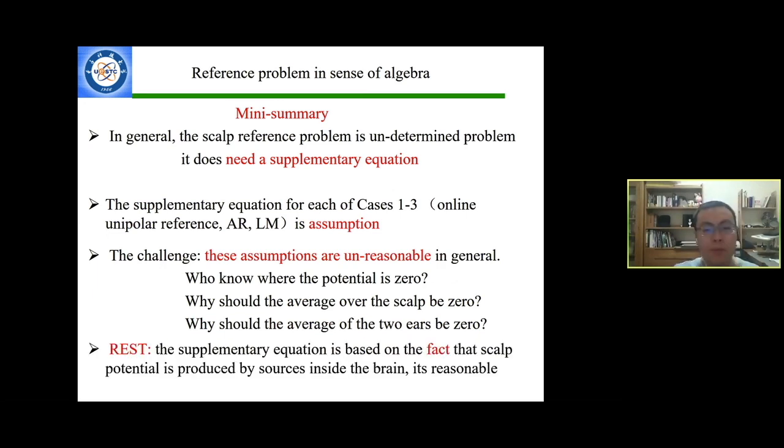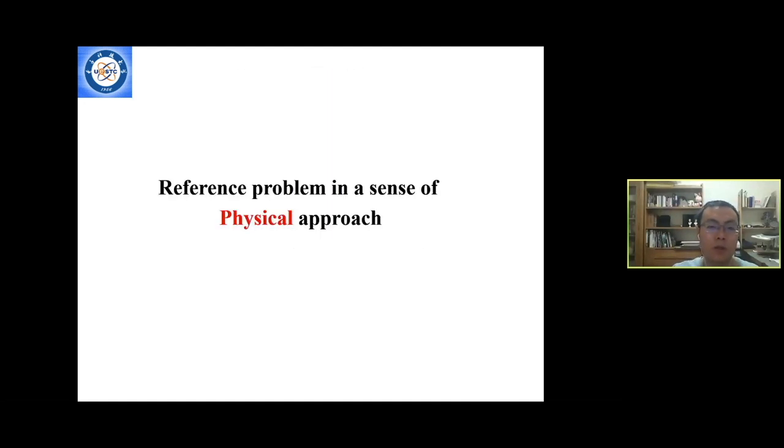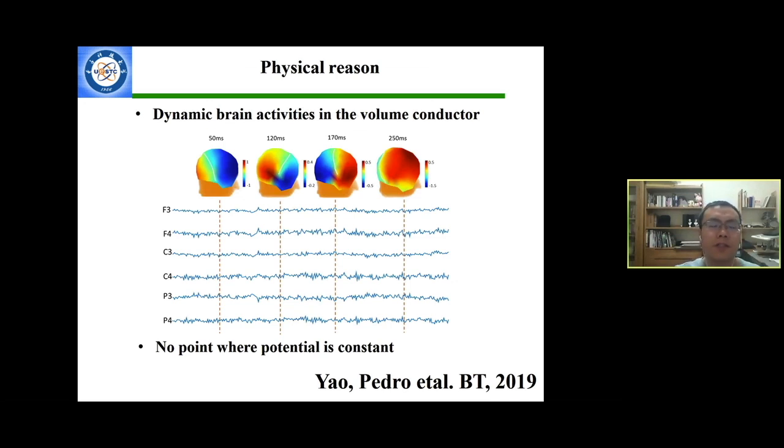For REST, the supplementary equation is based on the fact that the scalp potential is produced by sources inside the brain. It may be reasonable. Next, I will briefly introduce the reference problem in a sense of physical approach. In this figure, we can see the dynamic brain activities in the volume conductor, and the white line here shows the points where the potential is 0.